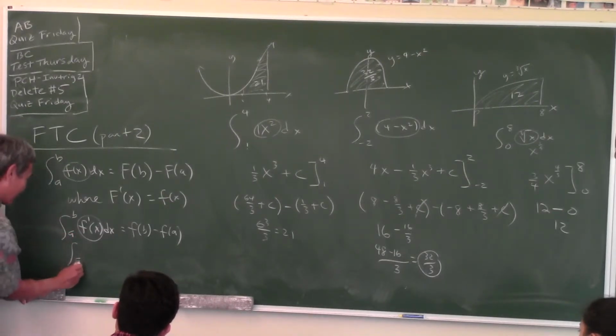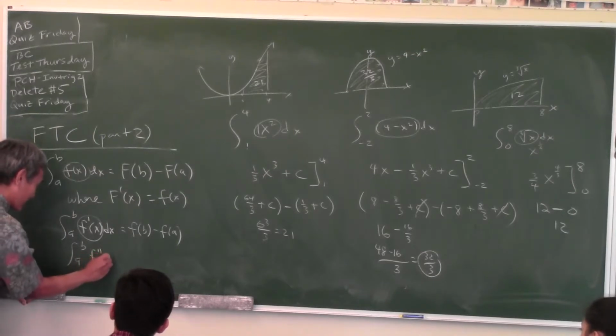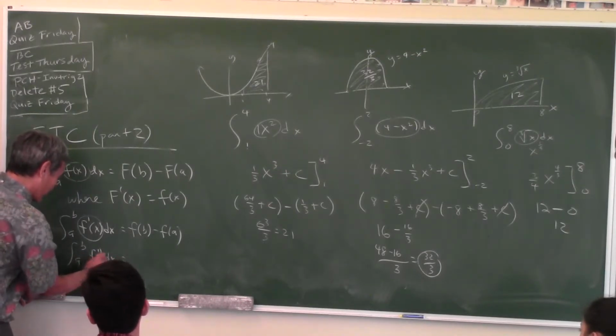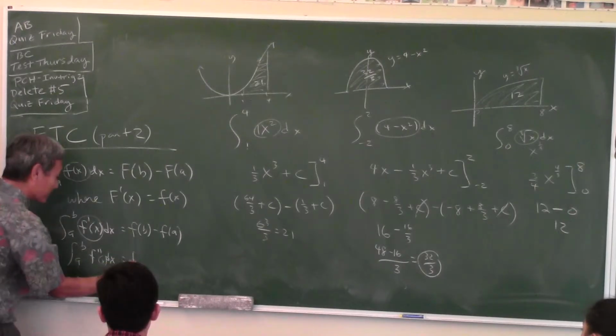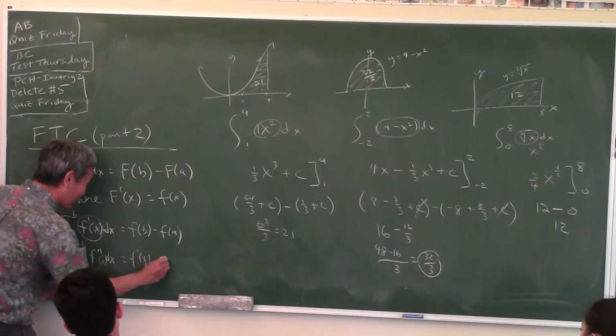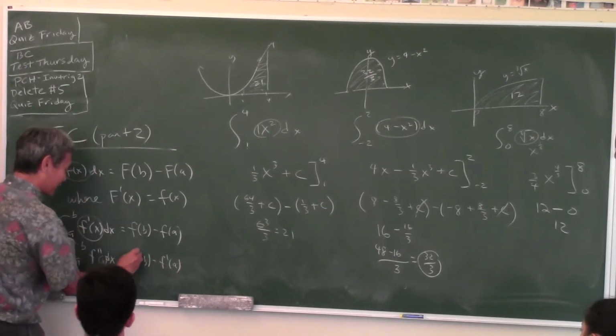I've seen this too on the AP exam. What if they did this? What's the antiderivative of f double prime? Just f prime. Plug in the top number, plug in the bottom number, and subtract. There's the answer.